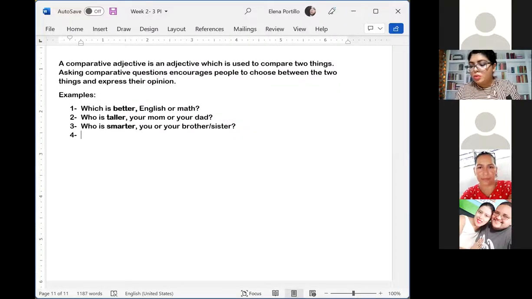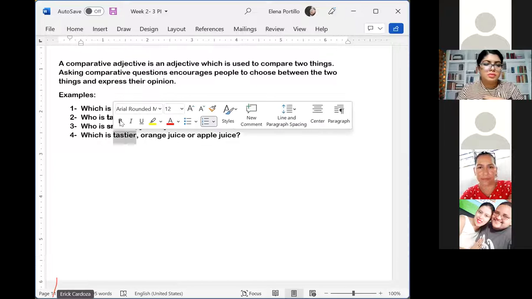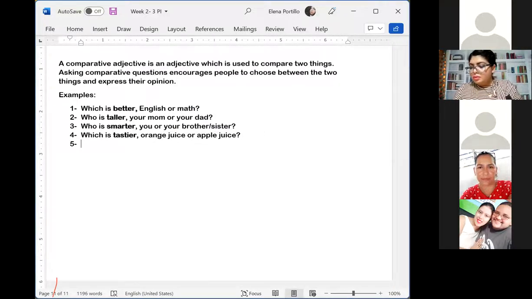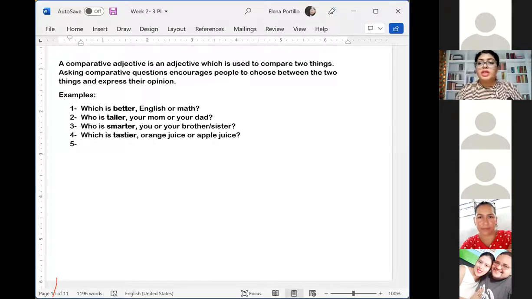Number four, which is tastier? Orange juice or apple juice? Teacher, what is the meaning of this word, tastier? Tastier, sabroso, yeah. El que tiene más sabor. Ah, okay, okay. Then, which is better? Chicken or fish?